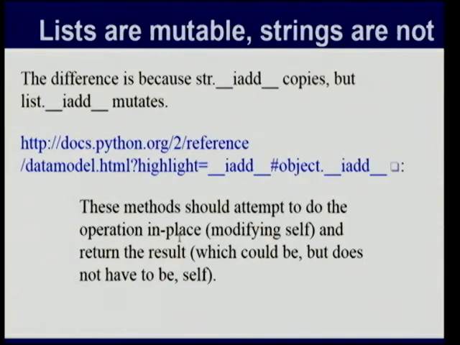So list correctly does this. Why doesn't string correctly do this? Why did whoever wrote string not attempt to do an operation in place, or did they try and fail? Strings are immutable. You can't, right? So here's some weird behavior. If you run into it, I hope you'll say, oh, okay, yeah, I get why that's different.